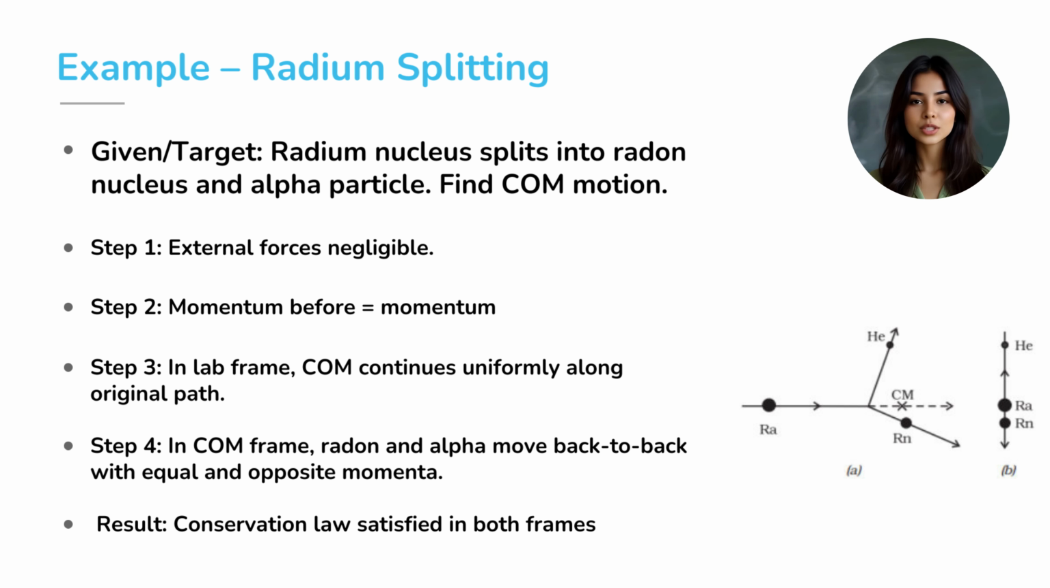Let's see this in action with a nuclear example. A radium nucleus decays into a radon nucleus and an alpha particle. Step 1. External forces are negligible. Step 2. By conservation, momentum before decay equals momentum after decay. So in the laboratory frame, the center of mass continues along the same straight path as the original radium nucleus. In the COM frame, however, the radon and alpha particles shoot off in opposite directions, back to back, with equal and opposite momenta. This is why the law of momentum conservation is trusted even in nuclear and particle physics.